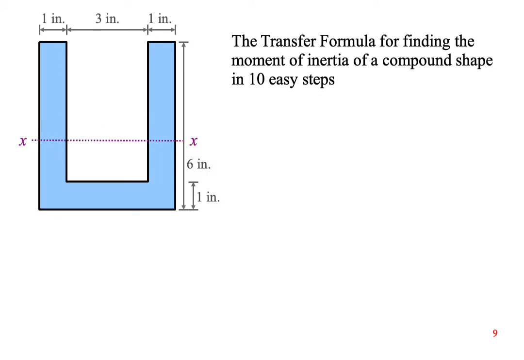Here's a more complex shape. It's not obvious where the xx neutral axis is, but if we use the transfer formula, we can find where it is and the moment of inertia. All we have to do is follow 10 easy steps.